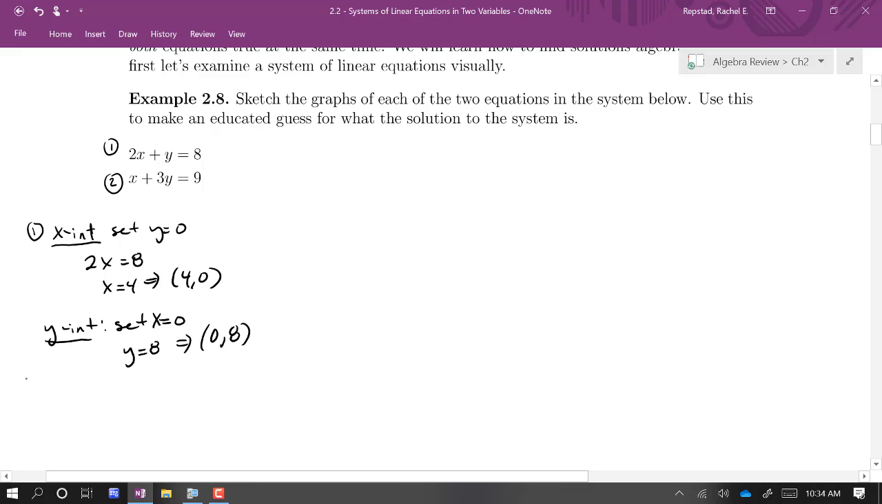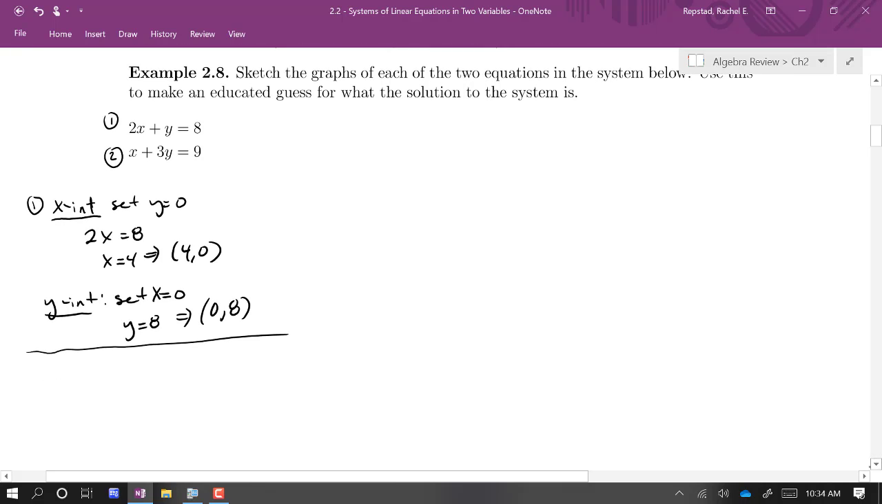Now, before I graph that line, I'm actually just going to go ahead and find the intercepts for the second line. I just want to get a sense of how far out I need to go on my axes before I start drawing out my tick marks and figure out what scale to use. So, line 2, for the x-intercept, I'll set y equal to 0.